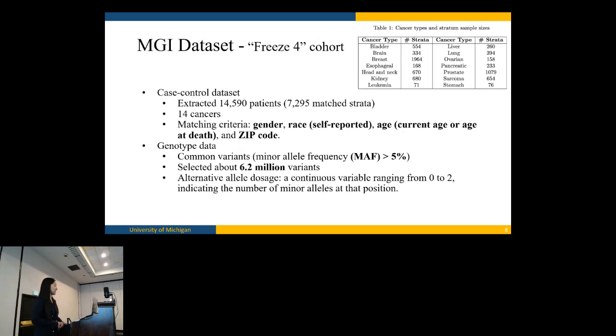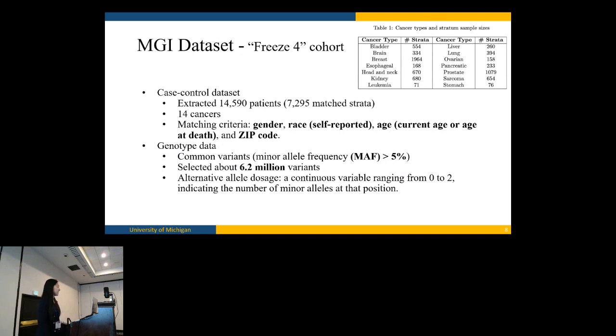Then here is our data set. We use the Michigan Genomics Initiative data set with the freeze-4 cohort. The Michigan Genomics Initiative data is from the University of Michigan Hospital. This is an ongoing biobank. We use the case control data, extracting 14,000 patients with 7,000 matched strata, and we extracted 14 cancers, which are listed in Table 1. These 14 cancers are the most prevalent cancers in all the cancer data sets. The matching criteria of our data are gender, self-reported race, age, and zip code.